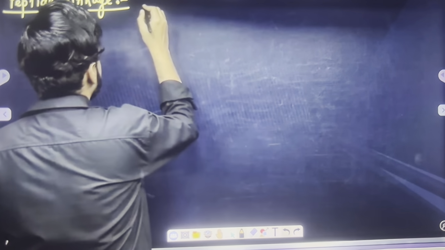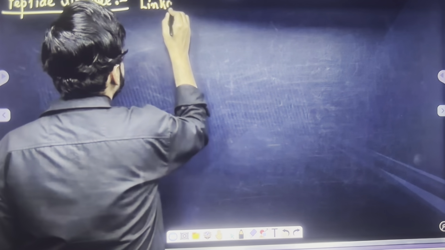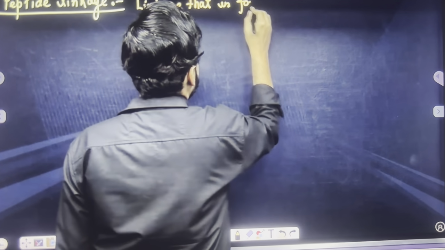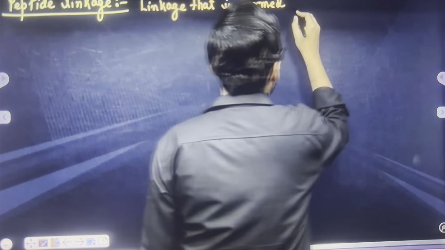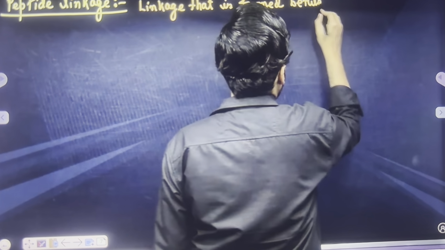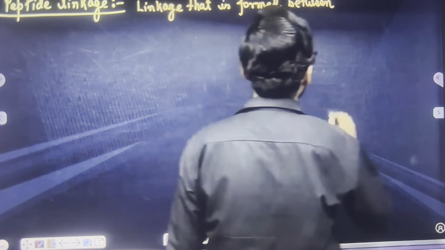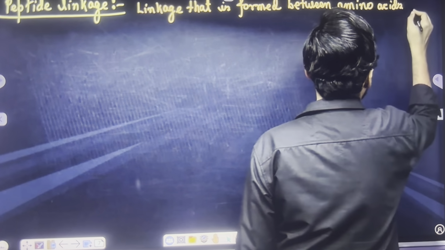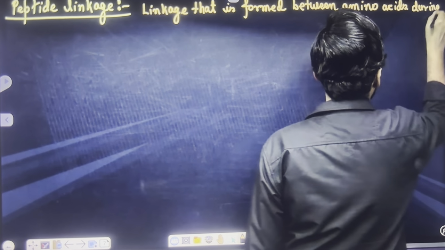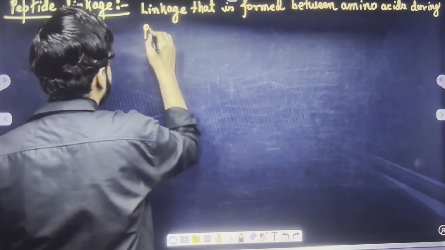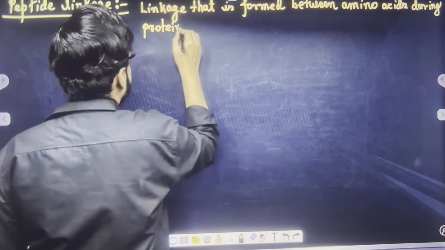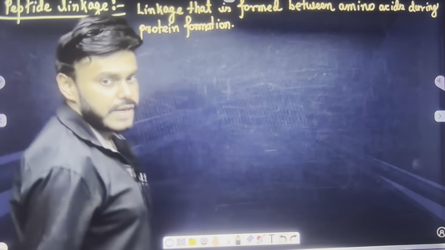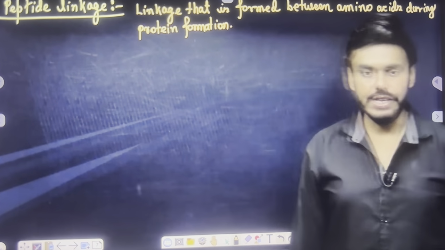So what is this? The linkage that is formed between amino acids during protein formation is called the peptide linkage. Clear? They are called the peptide linkages.